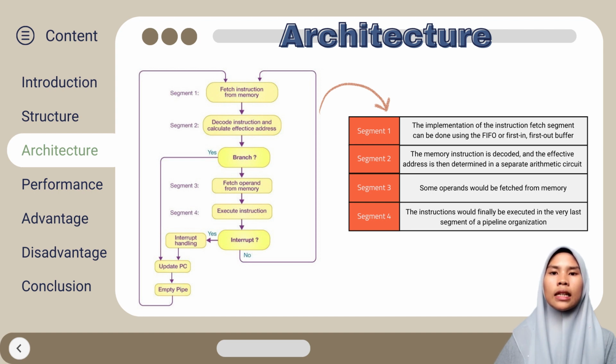The instruction cycle is divided into 4 parts. For example, segment 1, the implementation of the instruction fetch segment can be done using the FIFO or first in first out buffer. Segment 2, in the second segment, the memory instruction is decoded and the effective address is then determined in a separate arithmetic circuit. Segment 3, in the third segment, some operands would be fetched from memory. Segment 4, the instruction would finally be executed in the last segment of a pipeline organization.